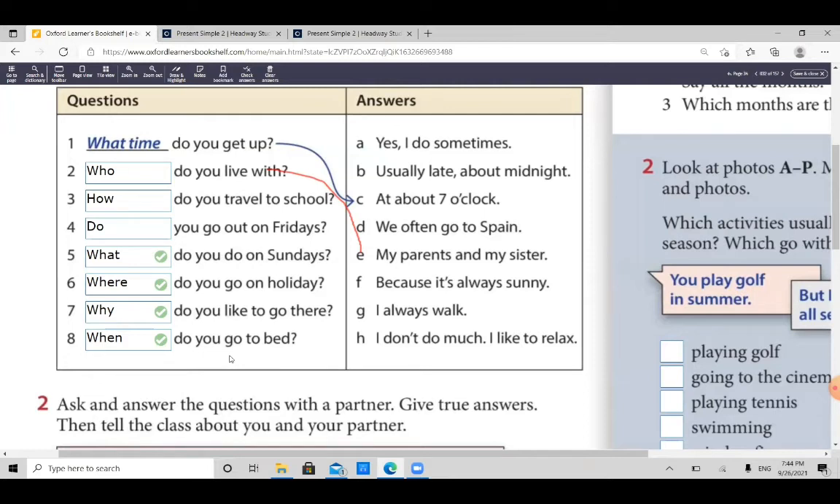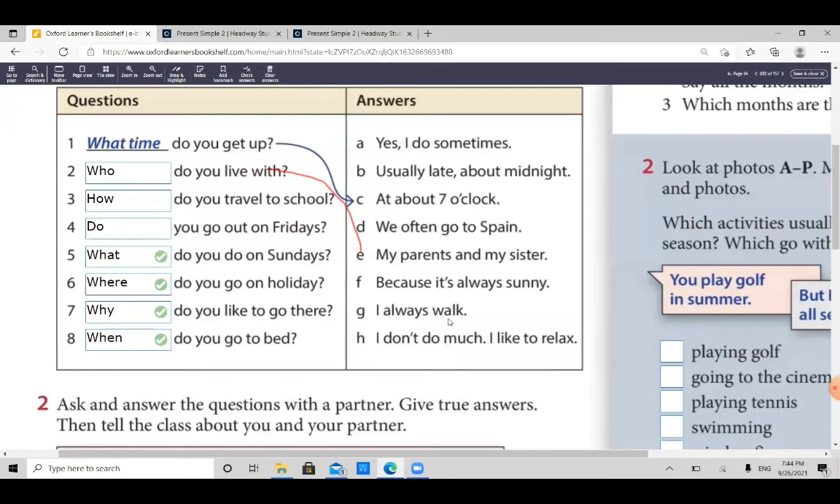Where do you go on holiday? We often go to Spain. Very good. We often go to Spain. Yes, Khloud. Why do you like to go there? Because it's always sunny. So always when you see the question word why, try to find the answer that starts with because.